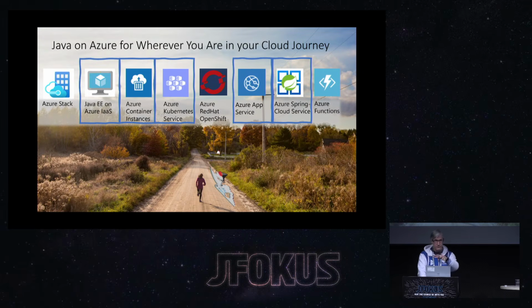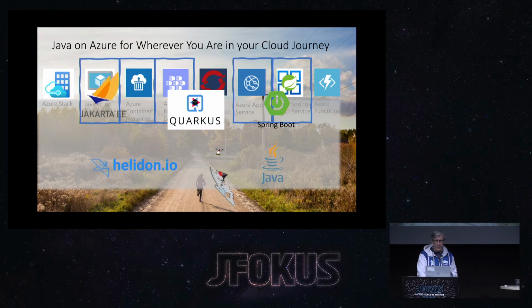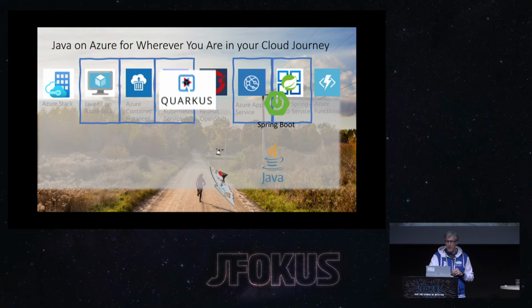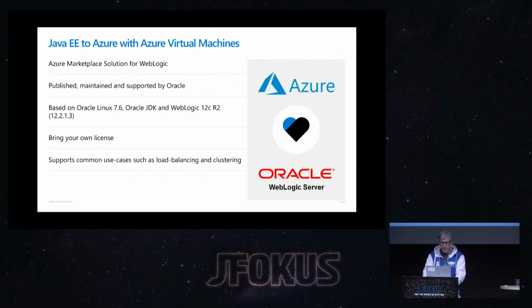So this is our ways to Azure. This is our set of frameworks. We're going to take Jakarta EE and show it running on Java EE on Azure. We're going to take Helidon and show it running on Azure Container Instances. We're going to take Quarkus and show it running on Azure Kubernetes Service. We're going to take plain old Java and run it on Azure App Service. And we're going to take Spring Boot and run it on Azure Spring Cloud Service. Because we don't have too much time, and there are 5 of these things, we're going to move pretty quickly through that.